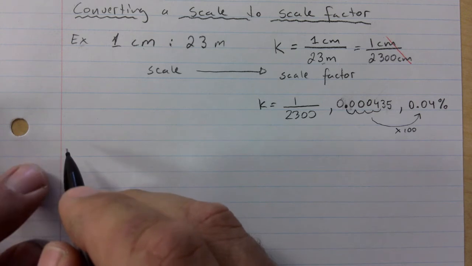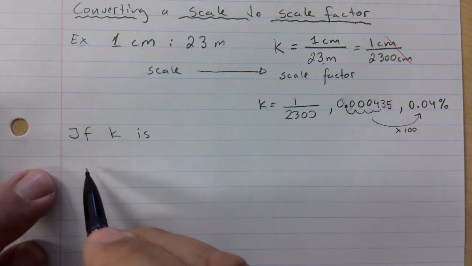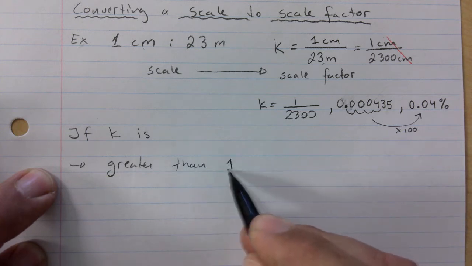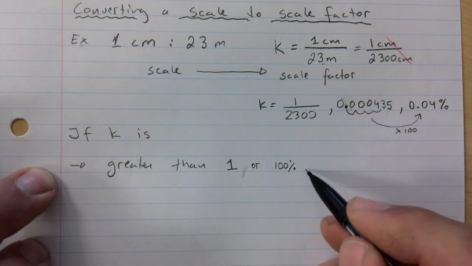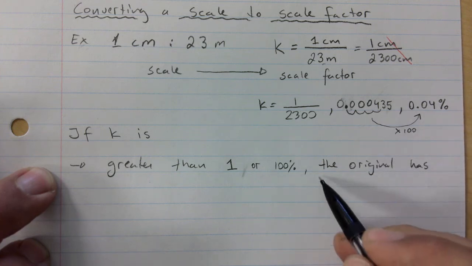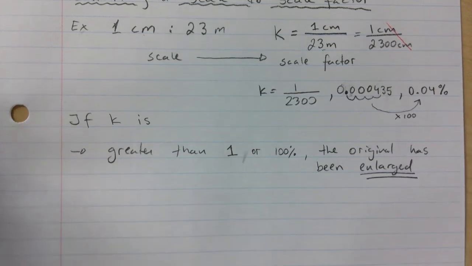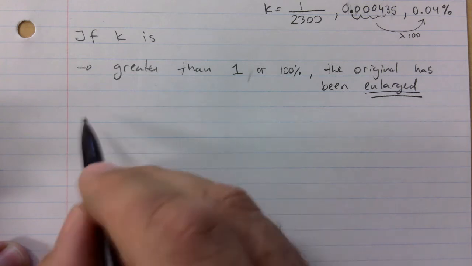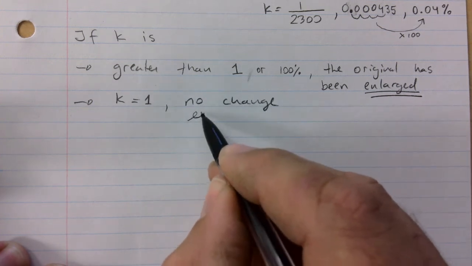Okay, so just a couple notes. If K is greater than 1, greater than 1 or 100%, that means that the original has been enlarged. So if K is equal to 1, no change, exact replica.